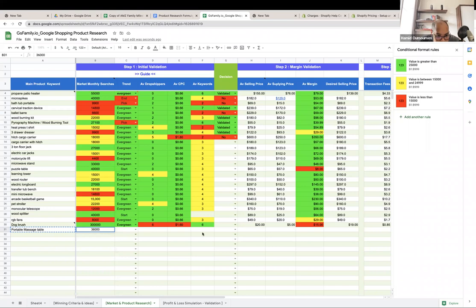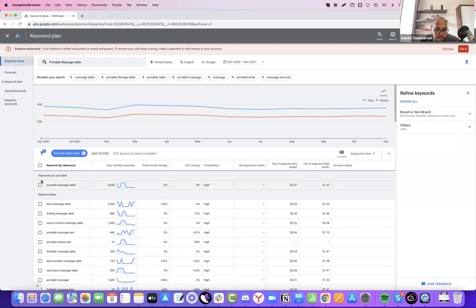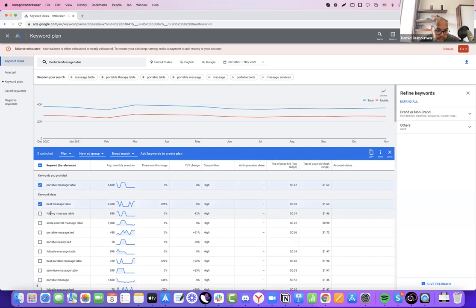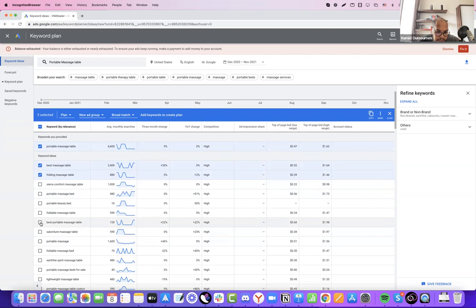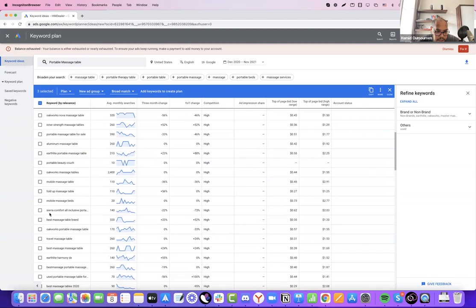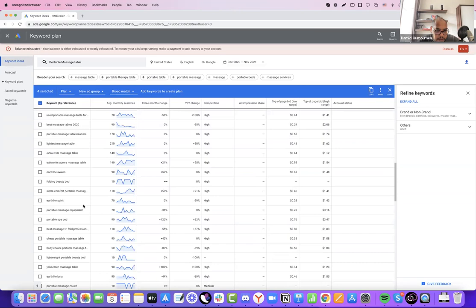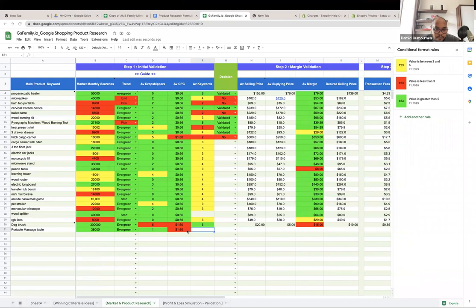It's evergreen, then the average dropshippers is one. And the average CPC is 1.6. For the keywords we can target, for example, here portable massage table, we can target best massage table, folding massage table, portable massage, best portable massage table, massage bed. For keywords, let's say 4. Then the average selling price is 204. Yeah, 200.